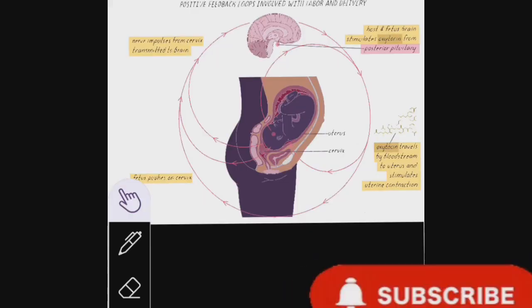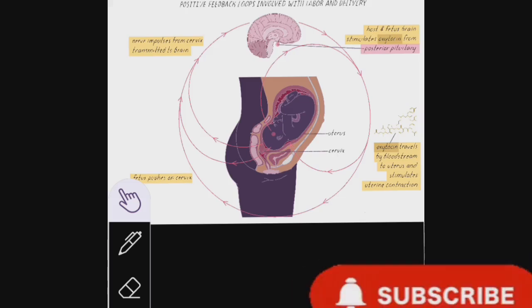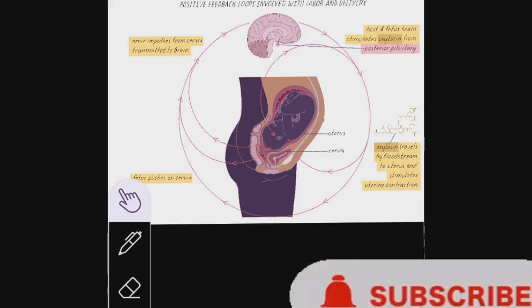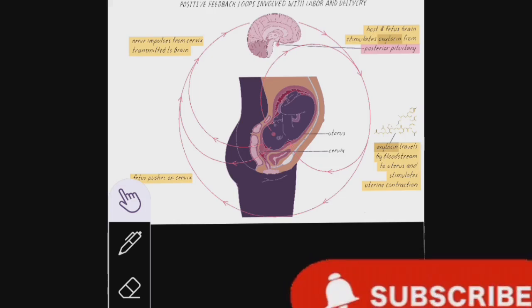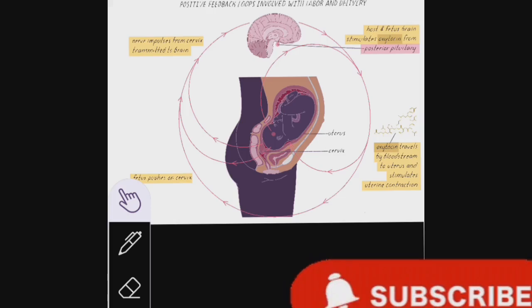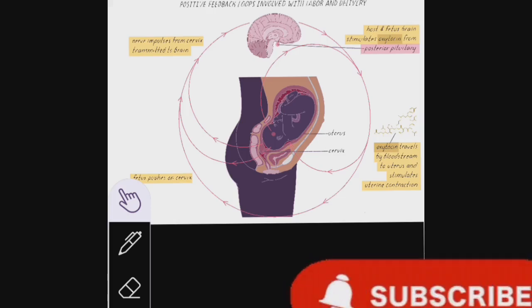Now, let's talk about positive feedback. Positive feedback is different from negative feedback. Instead of counteracting the original stimulus, positive feedback amplifies it. It strengthens the response. Now, positive feedback is less common in physiology, and that's because continuous amplification can become dangerous, right? So you have more negative feedbacks than positive feedbacks. But there are only a few extremely important examples, and one of them is parturition, childbirth.